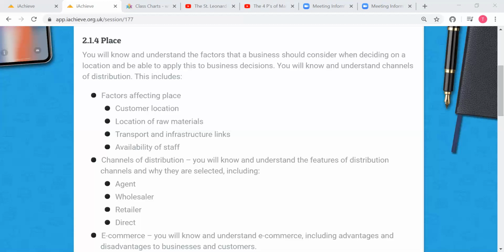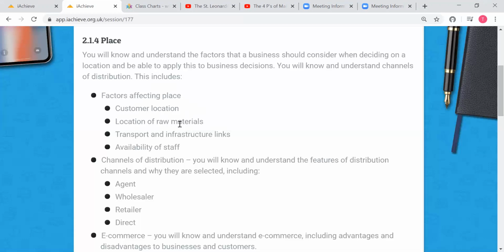So today we're going to be looking at the second of the four Ps. The first one, as you remember, was product. The second one is place. And there are a number of factors that affect place. First of all, customer location. Secondly, where your raw materials are.